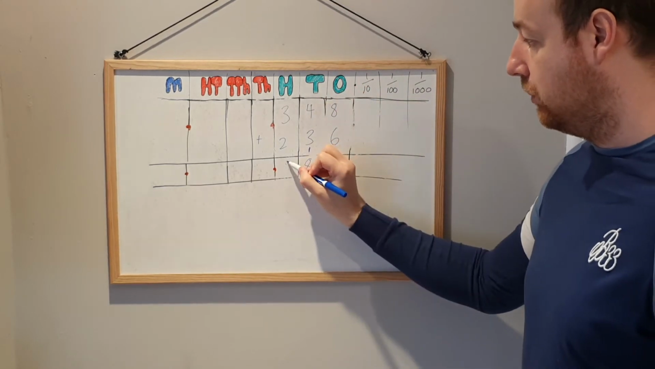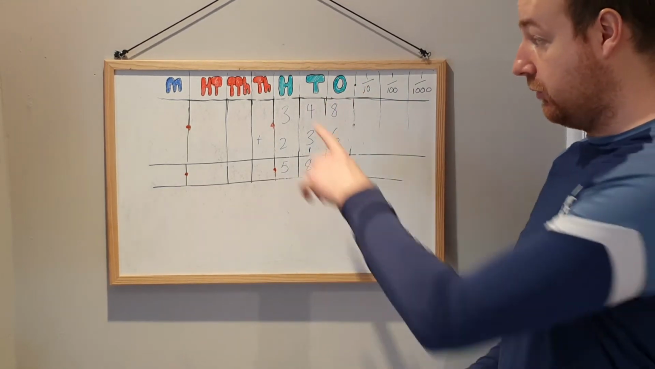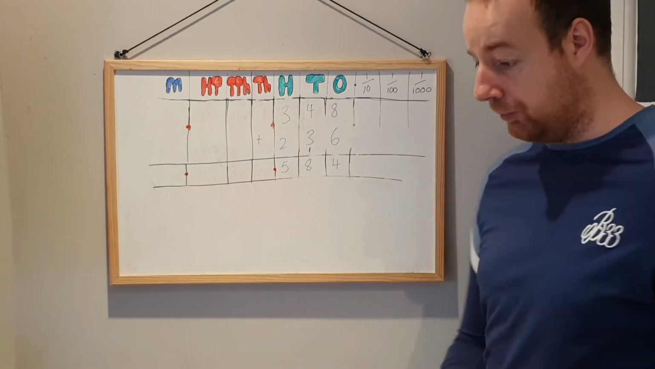300s add 200s would be 500s. So my answer to this calculation would be 584.